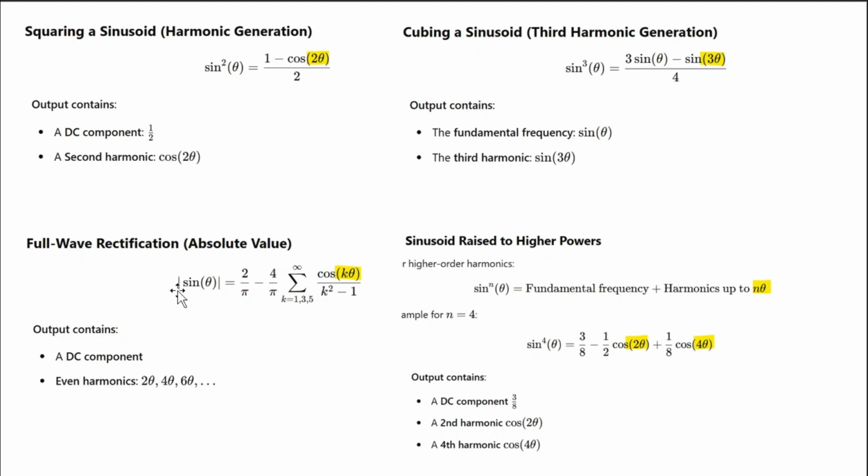What happens if we take the absolute value of sin θ? This is again a nonlinear function, also called the rectification function. And here again, it generates multiple harmonics based on this value of k. What if we raise the sinusoid to a higher power? So sin^n θ. Now this is a very interesting function. It will generate as many harmonics as n is. For example, if n is 4, it will go up to the 4th harmonic here.